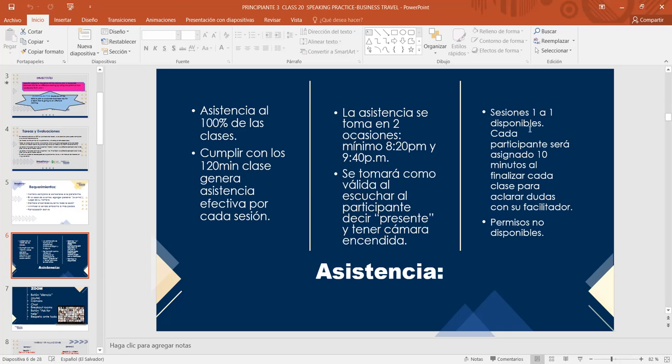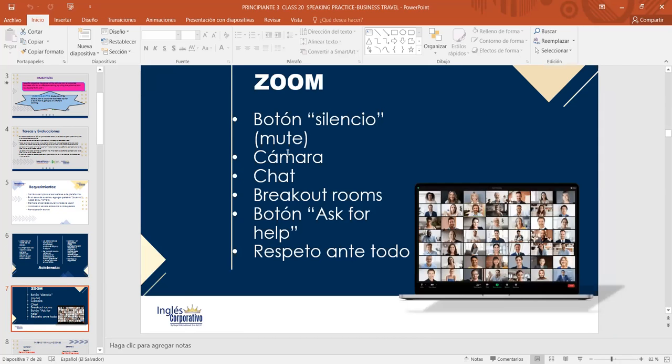And the one-on-one session, one of you is going to stay with me for 10 minutes. And that's it, okay? In order to practice pronunciation, to reinforce vocabulary or any structure, or to clarify any doubt that you might have. And again, from the beginning, permissions are not allowed on my side because I don't have the authorization, neither the administration. And here you have what is available for you in this platform.